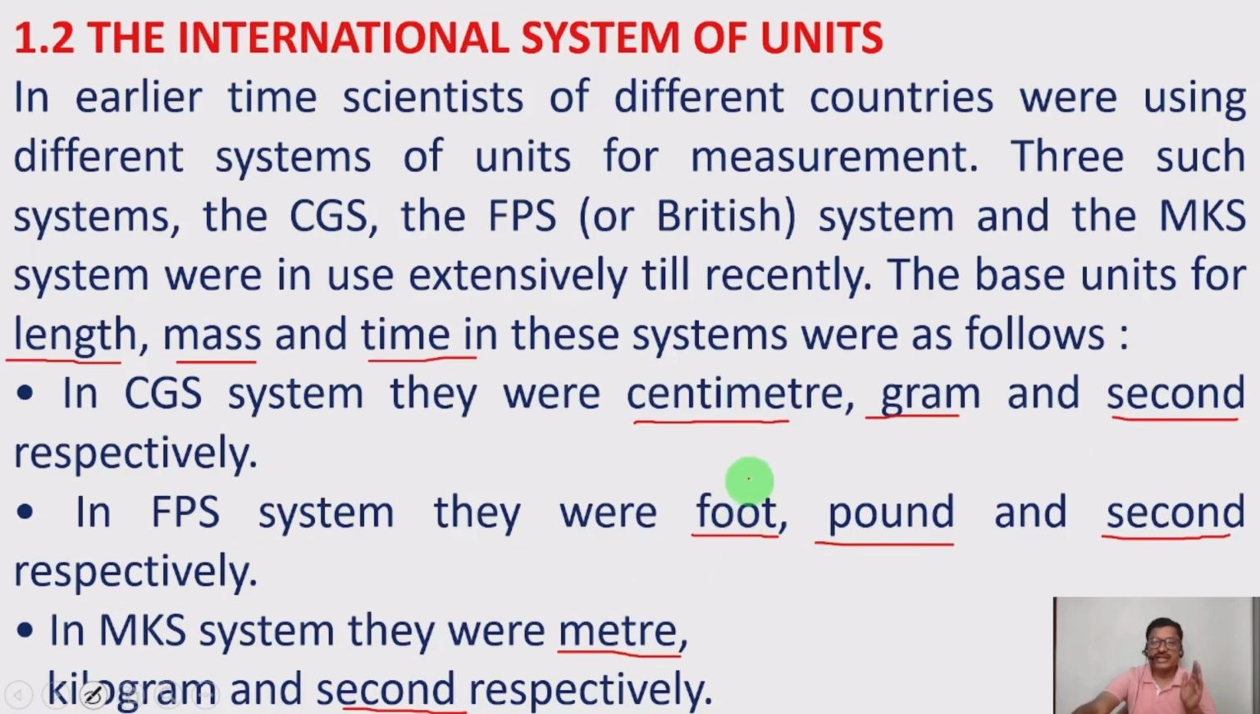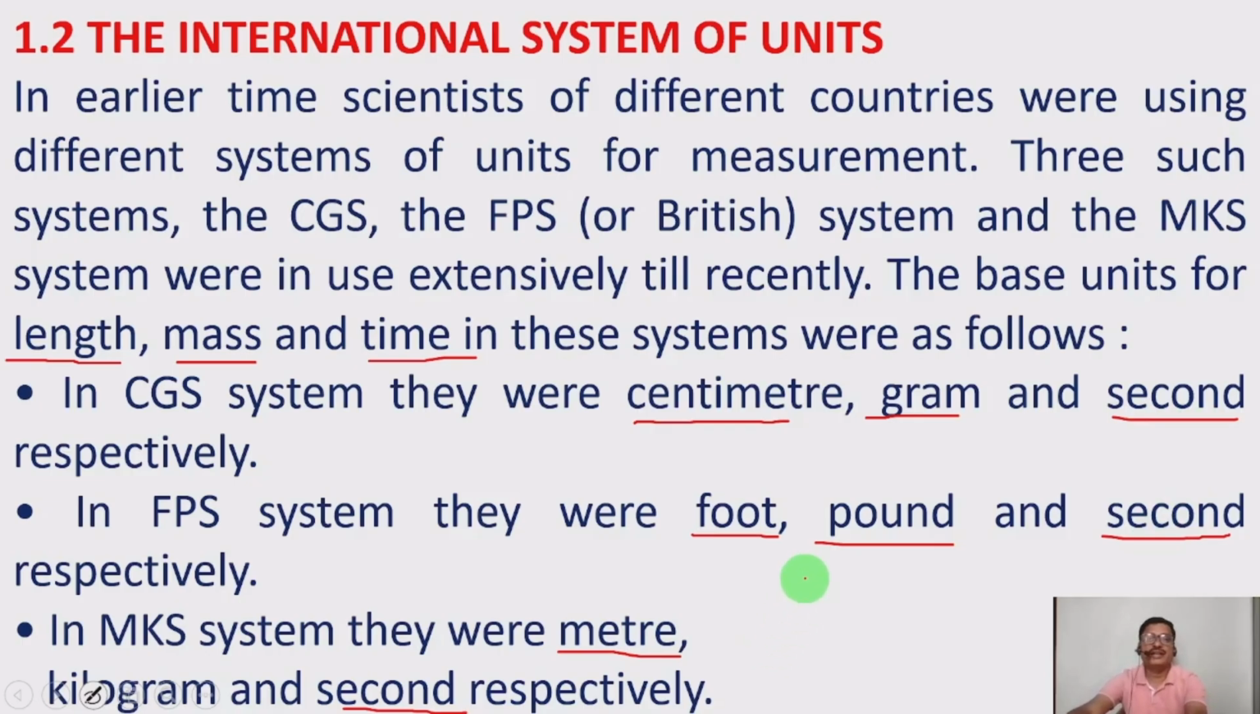In comparison, length is centimeter in CGS, foot in FPS, and meter in MKS. Mass is gram in CGS, pound in FPS, and kilogram in MKS. And time remains the same in all the systems: second, second, second.